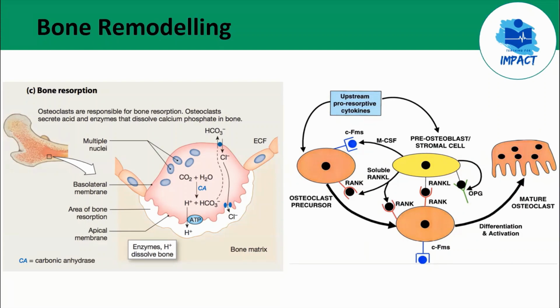Phase 5 is quiescence, where osteoblasts terminally differentiate into bone lining cells or are integrated into the new osteoid to become osteocytes. So I hope that all makes sense, and this has relevance to the pharmacological management we have for some bone diseases, which we'll touch on later.